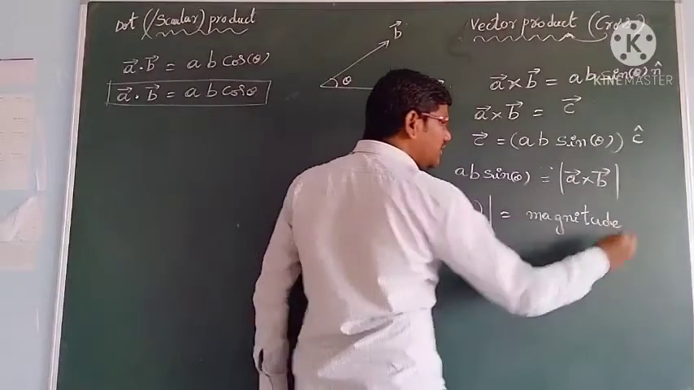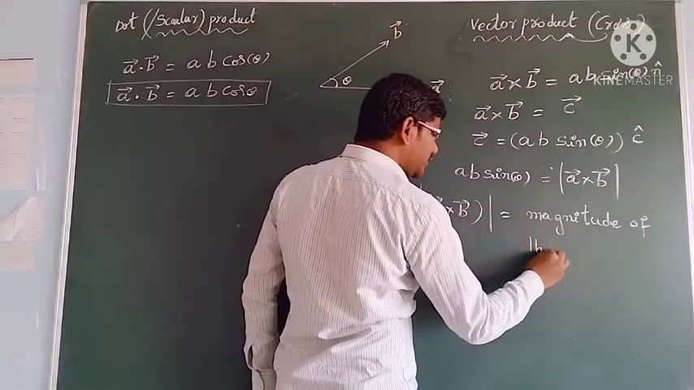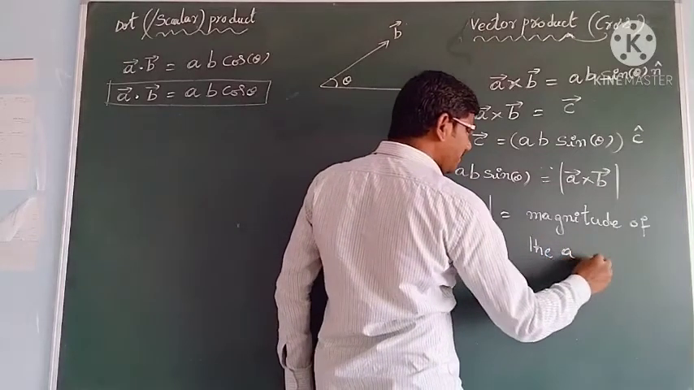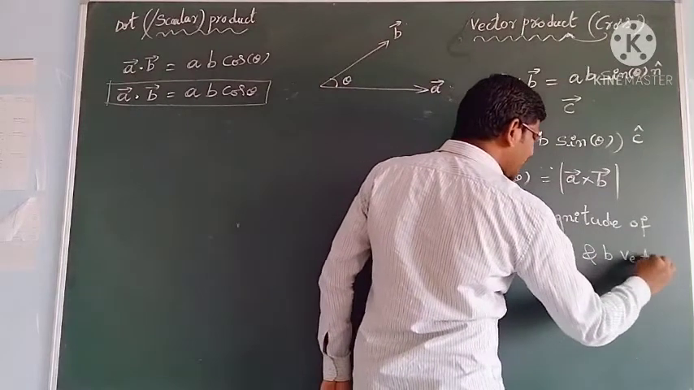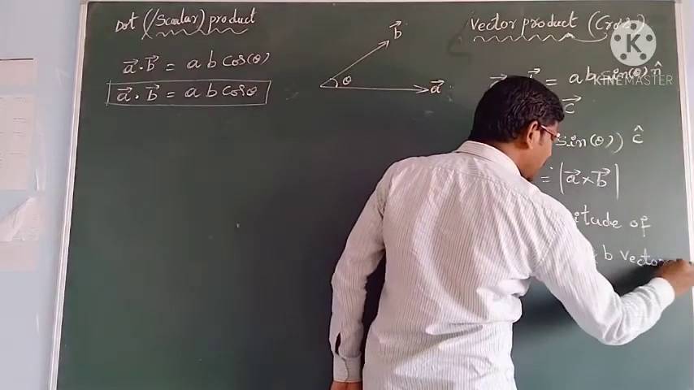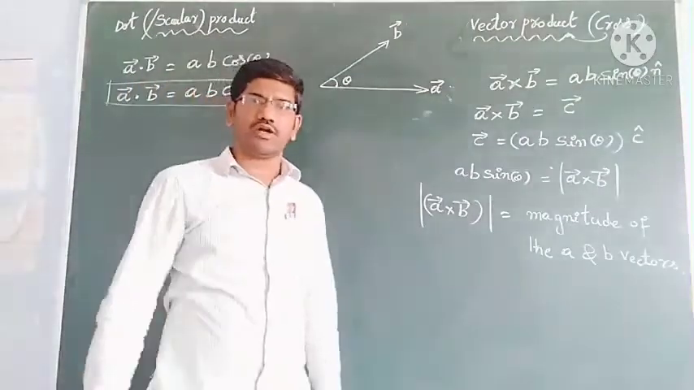So that is called the magnitude of the A and B vectors. This is the magnitude of A and B vectors. That is called the modulus of A bar plus B bar.